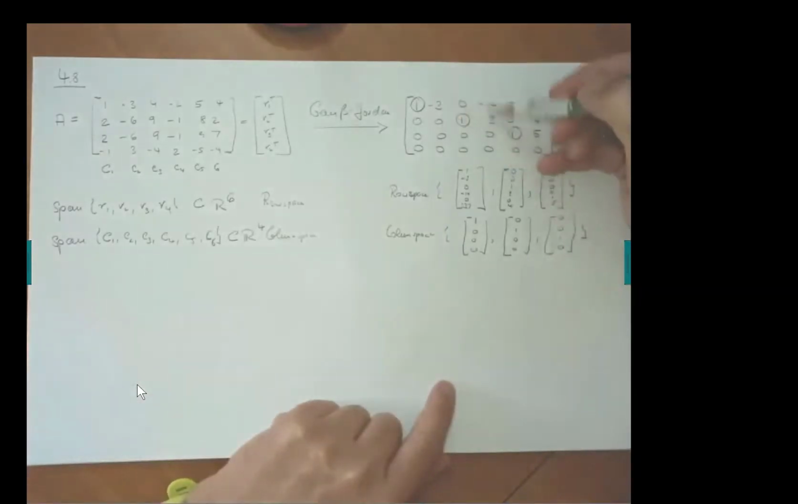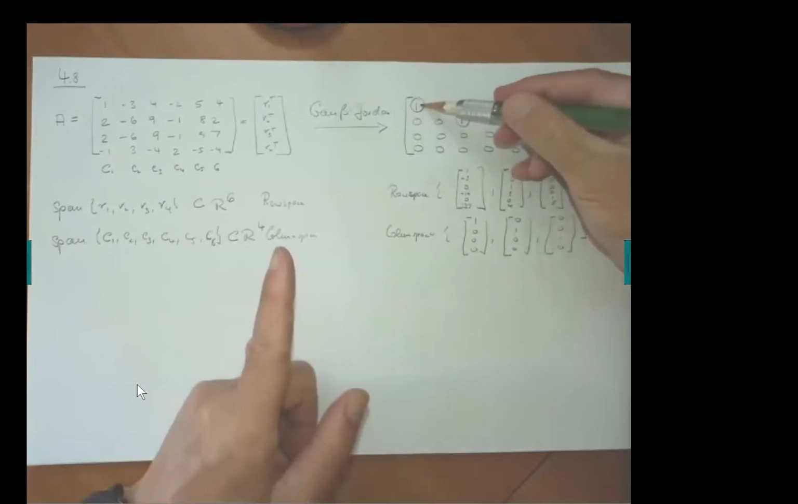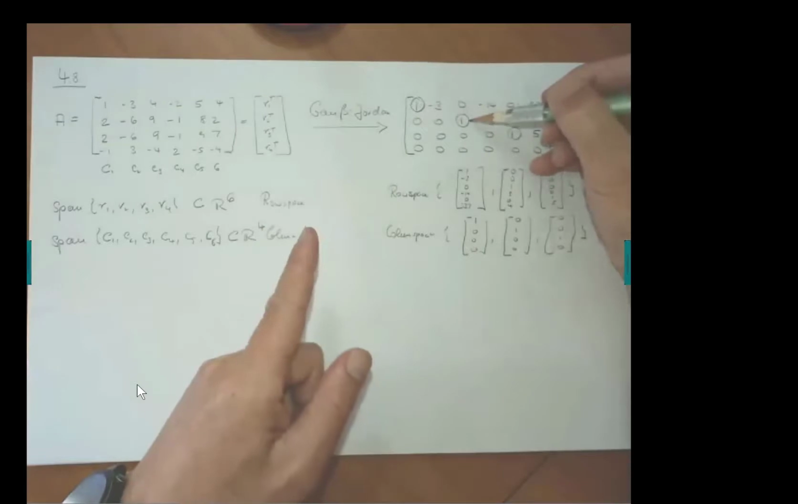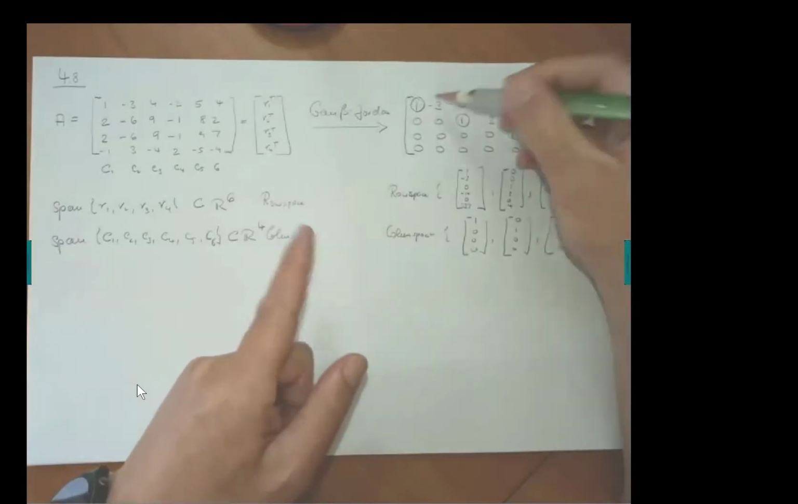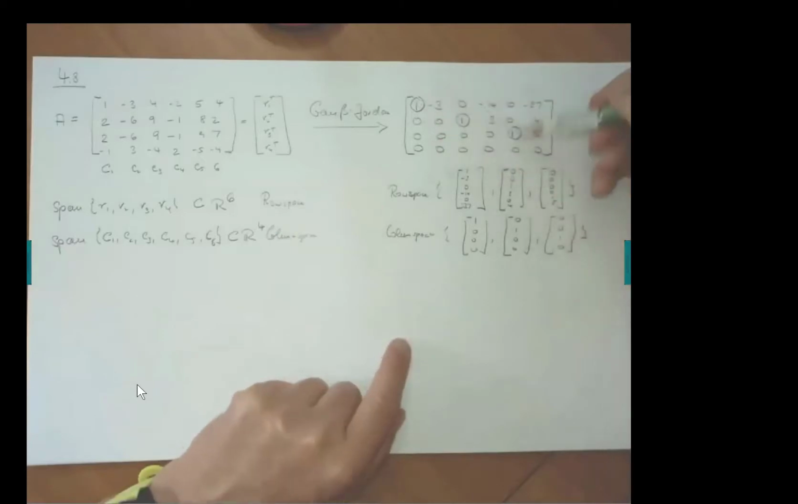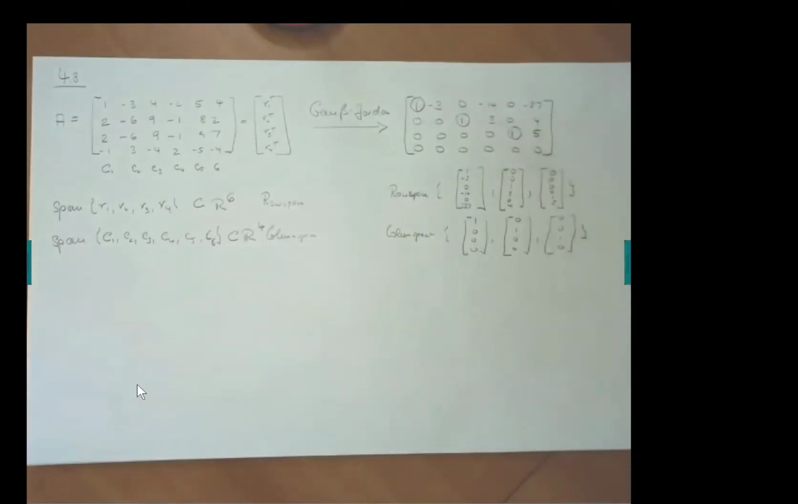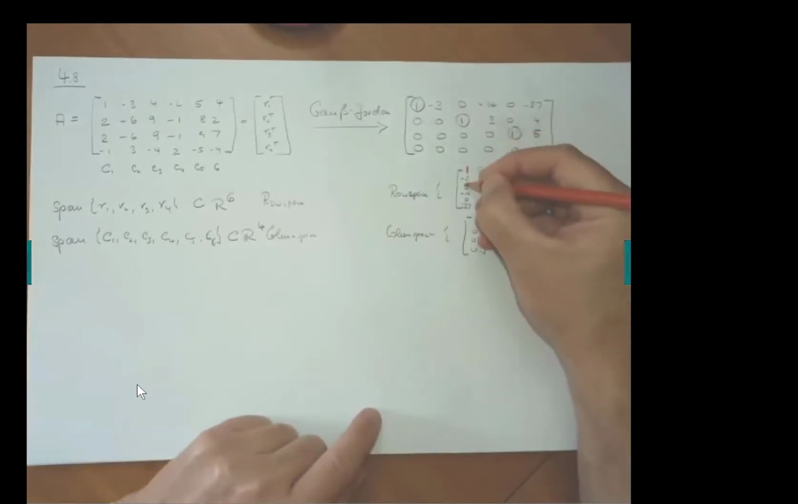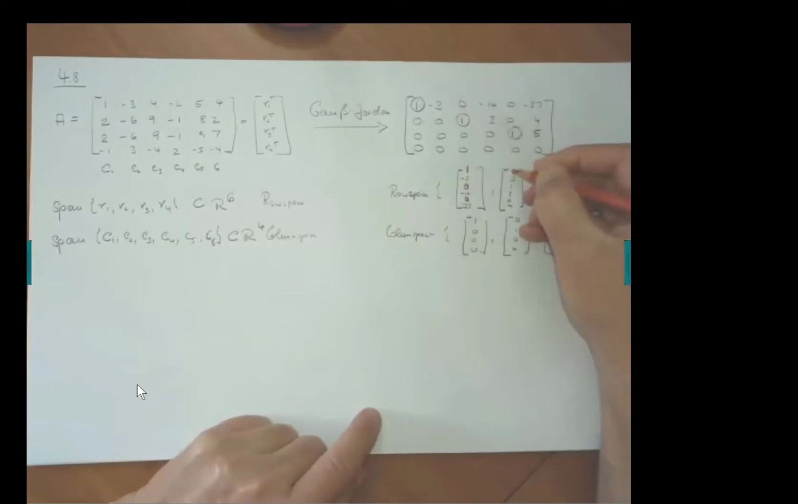And I don't need the other columns because this column is -3 times this column, -14 times this, plus 3 times this, and this column is -37 times this, 4 times this, and 5 times this. So I only need these 3 columns from the leading ones, together with the 0 here, 0 here, 0 here, 1 there, 0 there, 0 here, 0 there, 1 here.